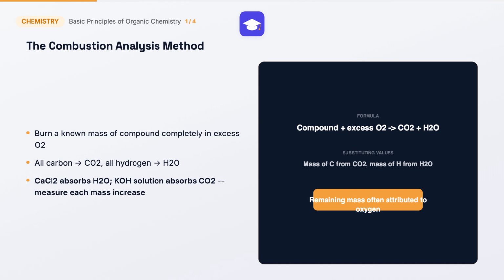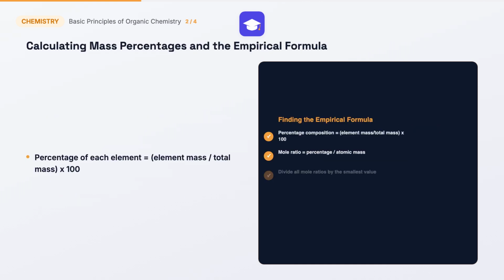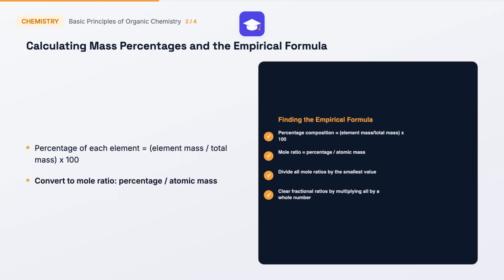From the measured mass of carbon dioxide produced, you calculate the original mass of carbon it came from, and, similarly, from the water's mass, you calculate the original mass of hydrogen. Any remaining mass, the compound's total mass minus carbon minus hydrogen, is attributed to oxygen, if that's the only other element present. From these measured masses, the percentage composition of each element is calculated: mass of that element, divided by the compound's total mass, times 100.